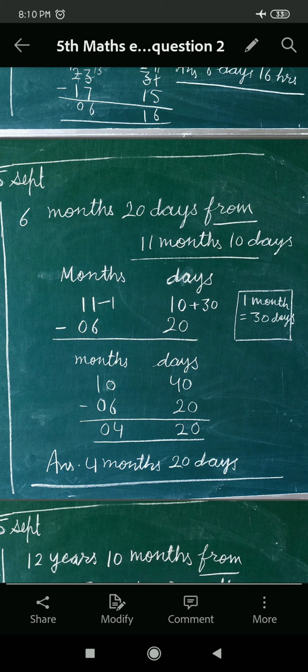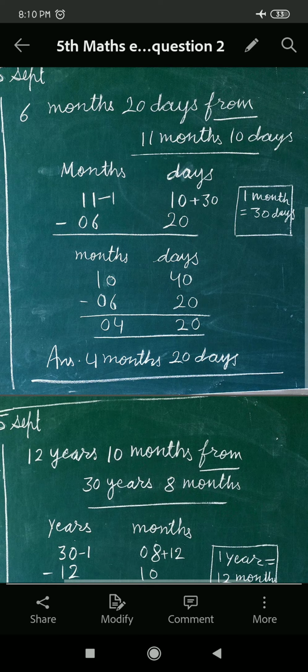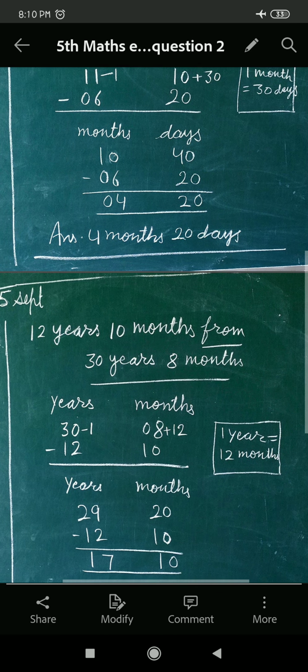Now 1 month is equal to 30 days. We'll take one borrow from month. Month will give 1 month, but we will convert it into days, and then we can add 10 days we have already, and add 30 more. Now 40 days. Come on, this second statement, 10 months 40 days, minus 6 months 20 days. Now we can subtract it easily. Now your answer is 4 months 20 days.